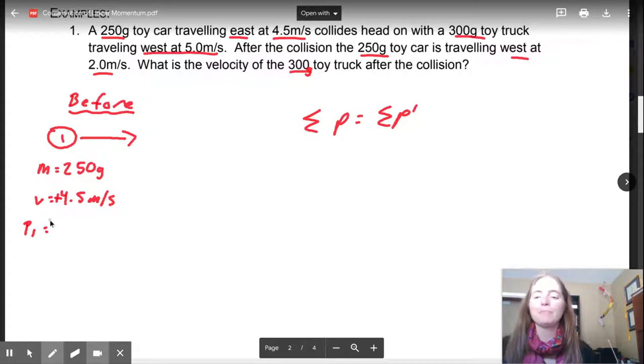All right, so, ladies and gentlemen, we've got P1. I'm going to multiply these two together.